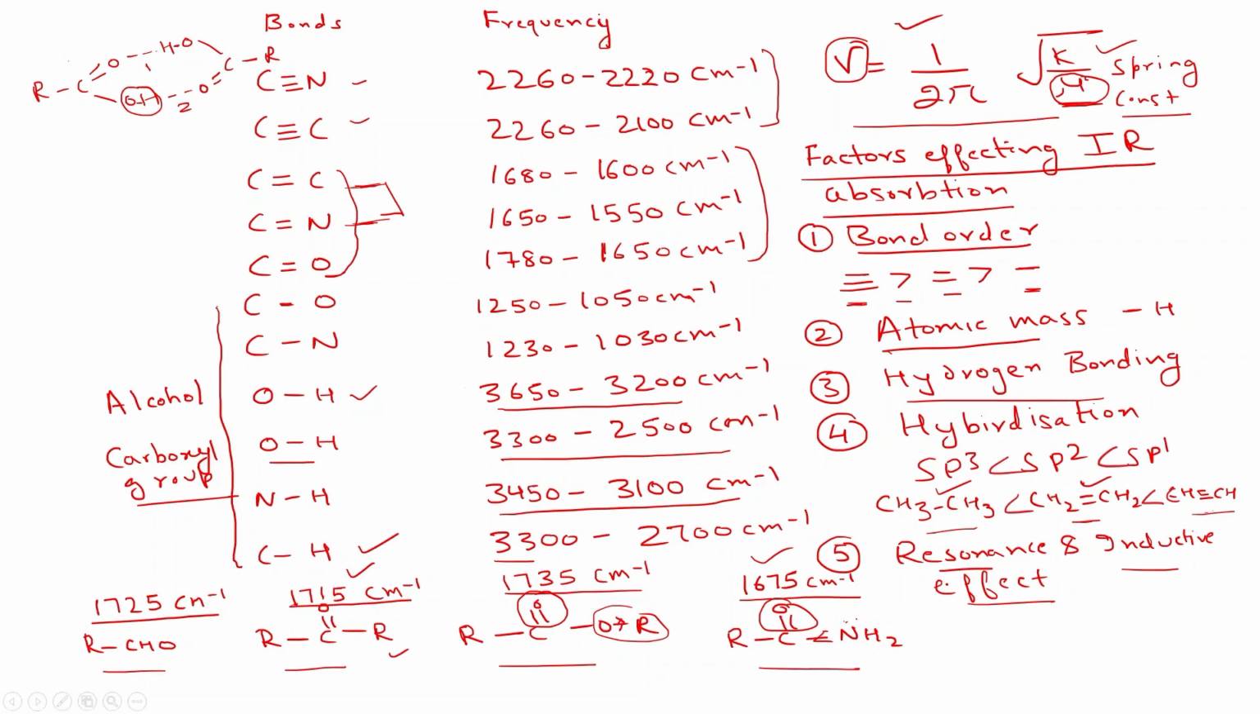That way we can conclude that if a compound is there where the resonance effect is shown, then that may reduce the bond strength of the C double bond O in the structure. Thereby it will absorb at a lower frequency, as we can see from this formula. So these are the factors on which the frequency of the IR absorption depends: bond order, atomic mass, hydrogen bonding, hybridization, hydrogens, and inductive effect.